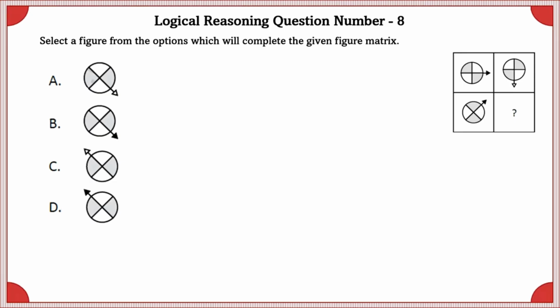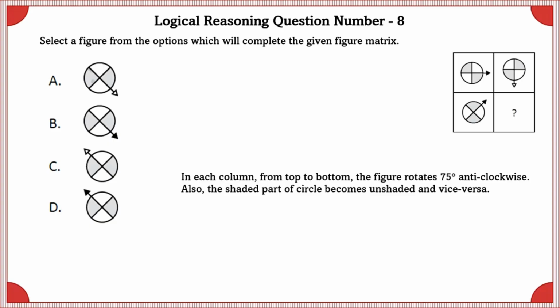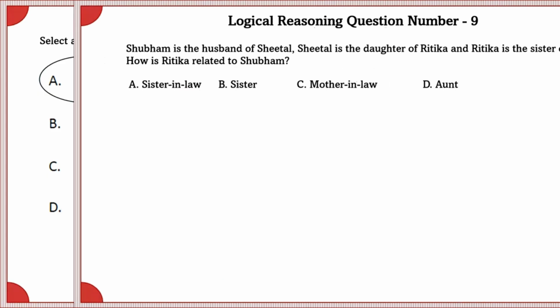Logical reasoning question number 8. Select a figure from the options which will complete the given figure matrix. In each column from top to bottom, the figure rotates 75 degrees anti-clockwise. Also, the shaded part of the circle becomes unshaded and vice versa. So, according to this, the A option will be the correct option.